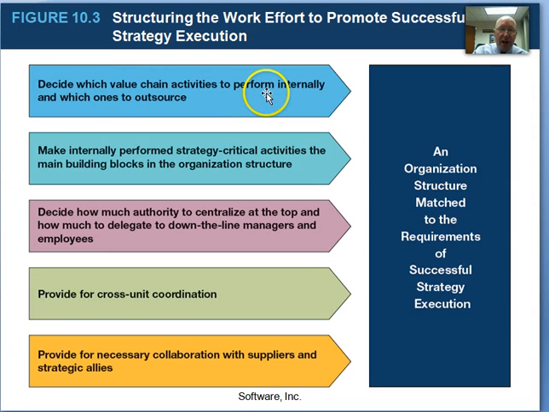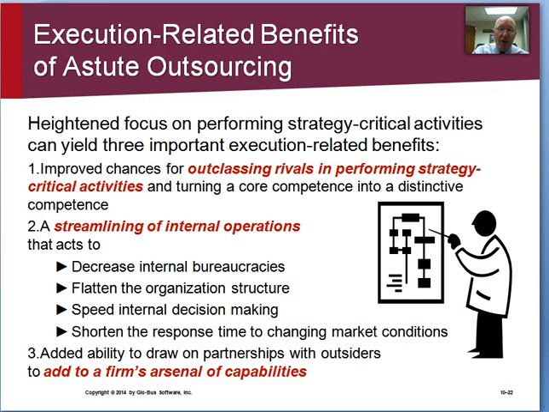So you've got to decide what to outsource. You want to keep inside the firm what is critical. You're going to make decisions about how much to decentralize. We're going to talk about cross-unit coordination and supplier coordination. We're going to take a look at functional strategies, or I'm sorry, organizational strategies.